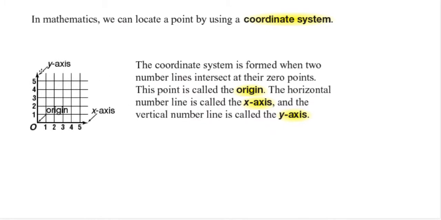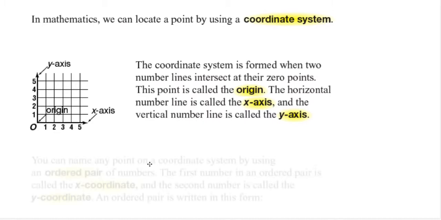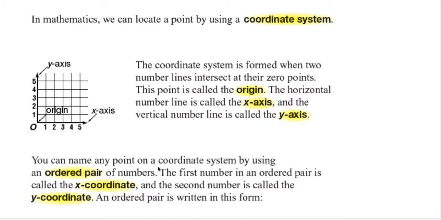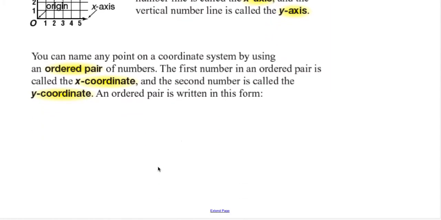Okay, you have two number lines. One is vertical, one is horizontal. The vertical number line is called your y-axis. The horizontal number line is called your x-axis, and they intersect at a point called the origin. You can name any point on a coordinate system by using an ordered pair of numbers. The first number in an ordered pair is the x-coordinate, and the second number is called the y-coordinate.